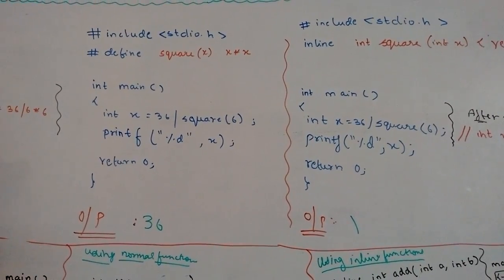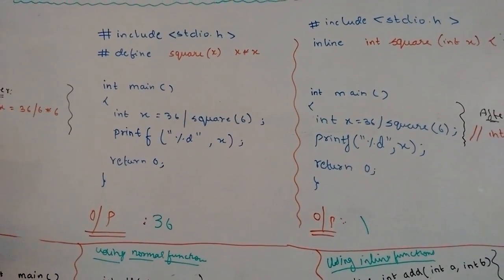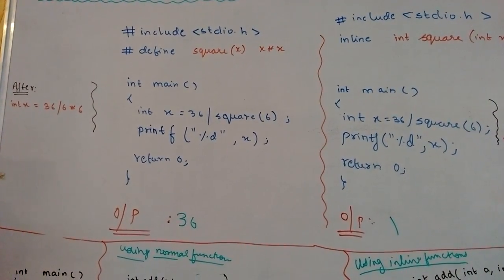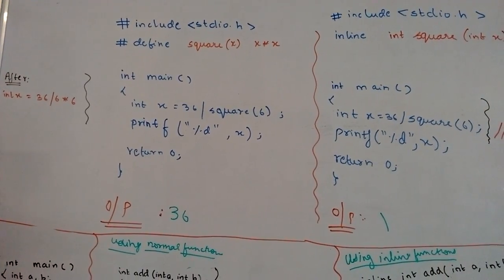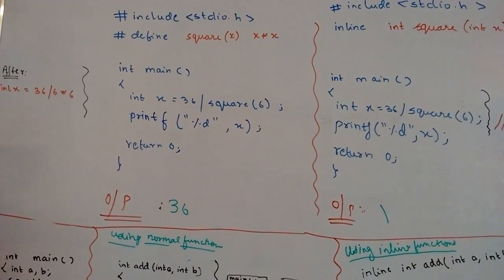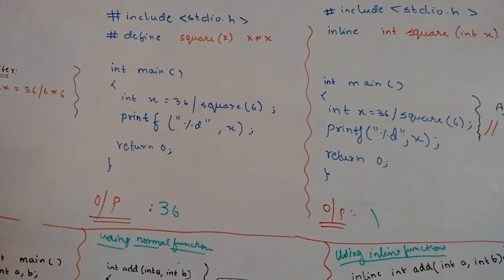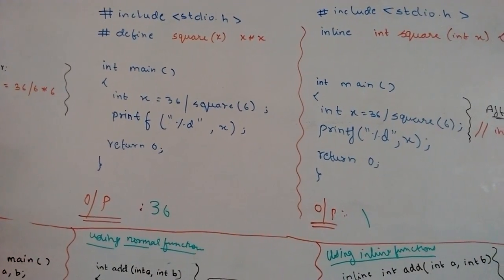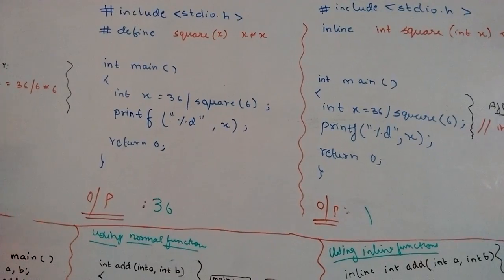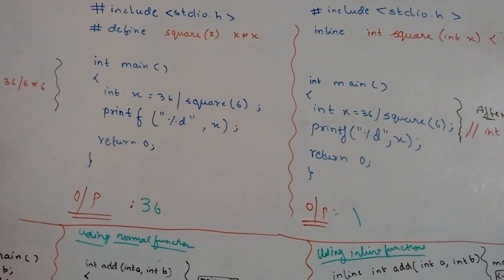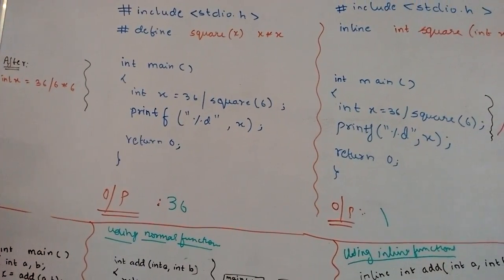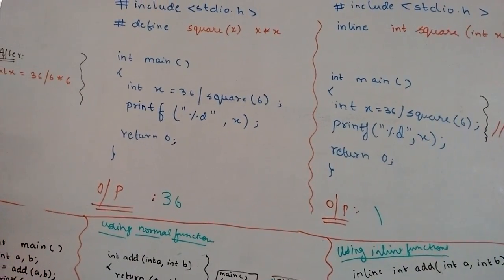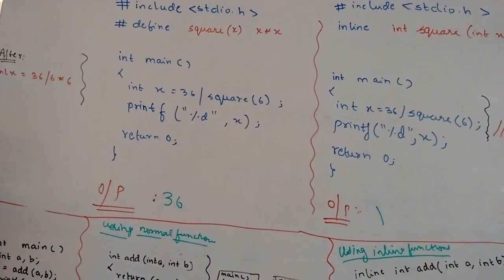If that statement is not very clear, look at this program and it will be completely clear. As usual, I begin by saying hash include stdio.h, and I define a macro called square, and the parameter token that I've taken is x. Wherever square of x is there, I should replace it with x star x. I shouldn't calculate x star x. I should just replace it. Then in int main, I say int x is an integer, and it is given the value 36 divided by square of x.